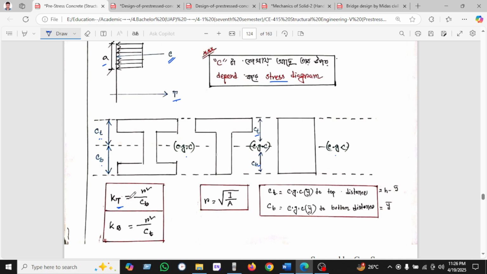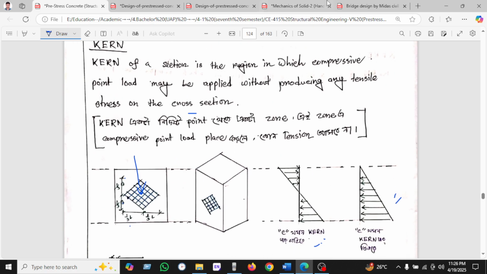So if we calculate KT, remember, it will be r square divided by CB when we calculate the KT. On the other hand, if we calculate KB, which is bottom, then it will be r square into CT, which is C top. What is r? r is nothing but the radius of gyration, which is root over I by A, and CT, which is top CGS to top distance, which is Y minus H minus Y bar, and CB equal to bottom distance Y into Y bar. So let's see the kern I've taken from mechanics of solids.